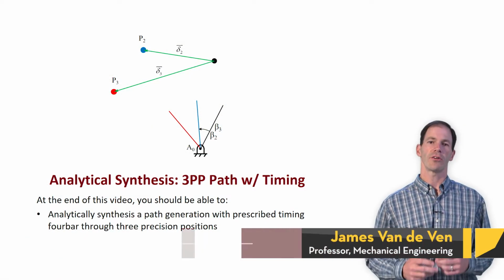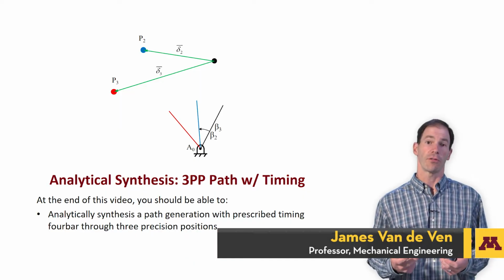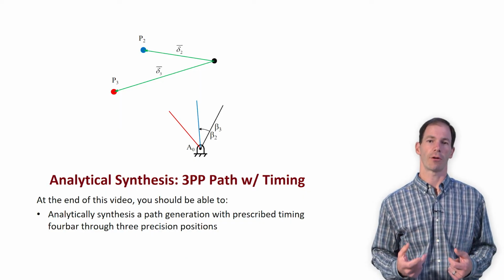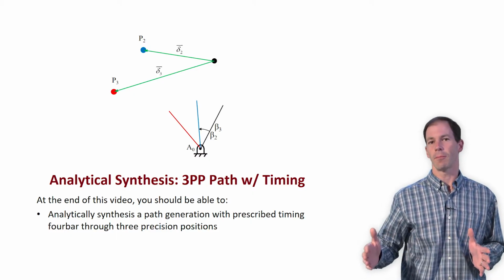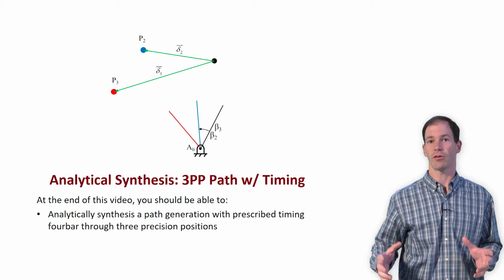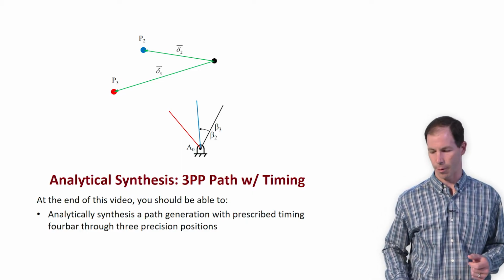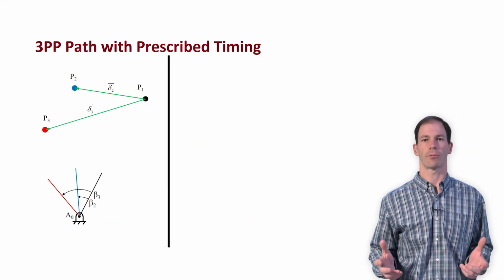So in this video, I'm going to talk about three precision position synthesis of a path generator with prescribed timing. We're going to really extend what we had done with a motion generator and say we're using the same equations, but now applying it to a path with prescribed timing. So what is path with prescribed timing?